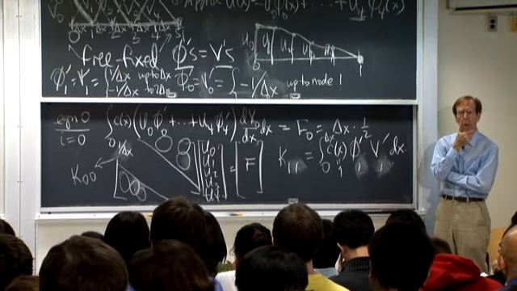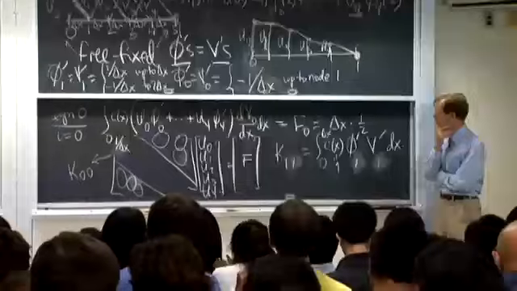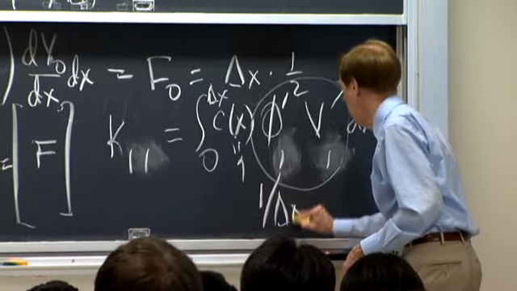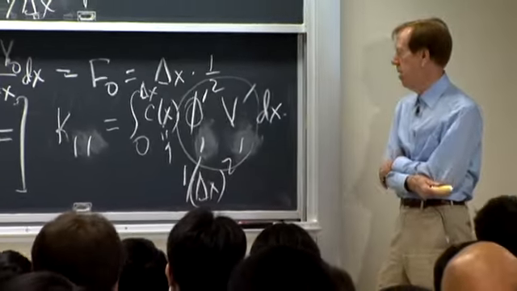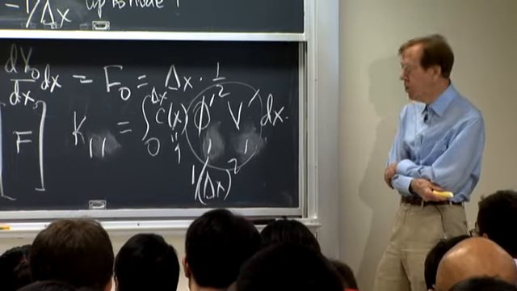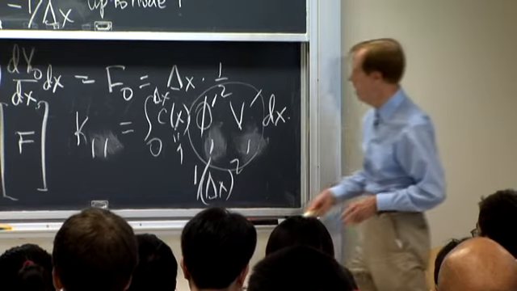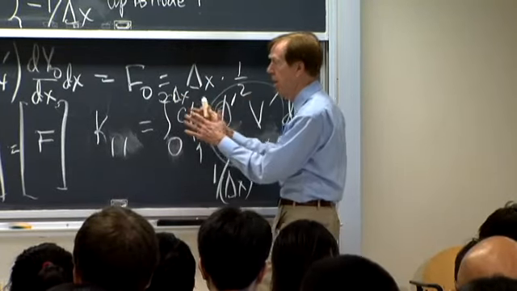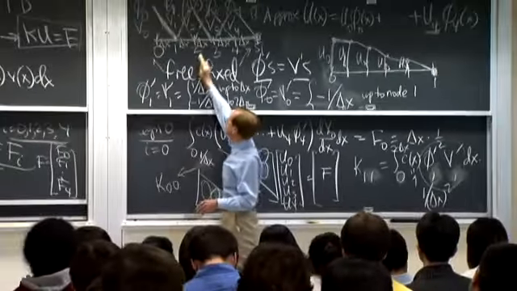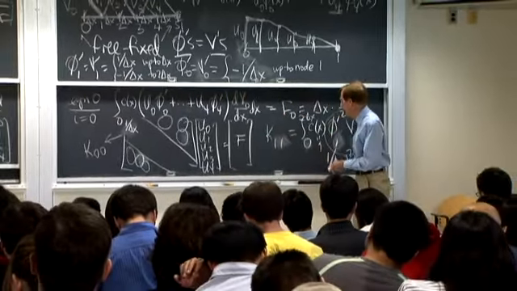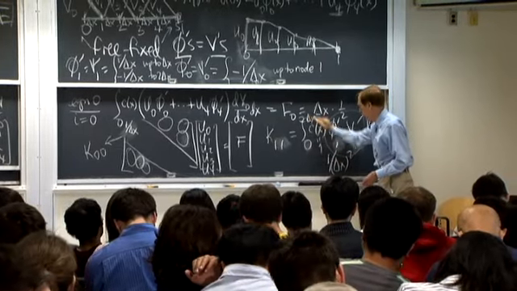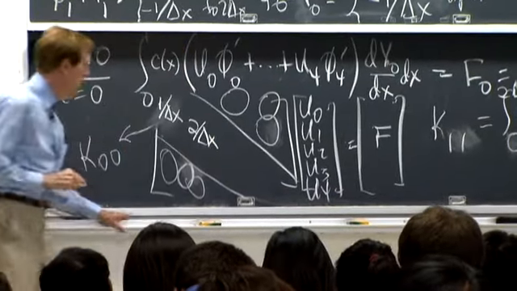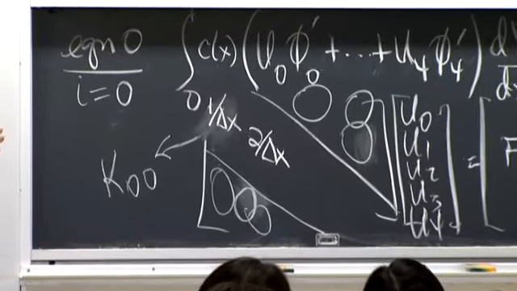What's k11 now? Have you got k11 in your head? This is 1 over delta x squared. And now what is the integral? 2 over delta x. Because now we're integrating from 0 to 2 delta x, because that's where my functions are going out from 0 to node 2, if the function's numbered 1. So it's 2 delta x times this. I think we get a 2 over delta x on that diagonal. Would you care to guess the rest of the diagonal?